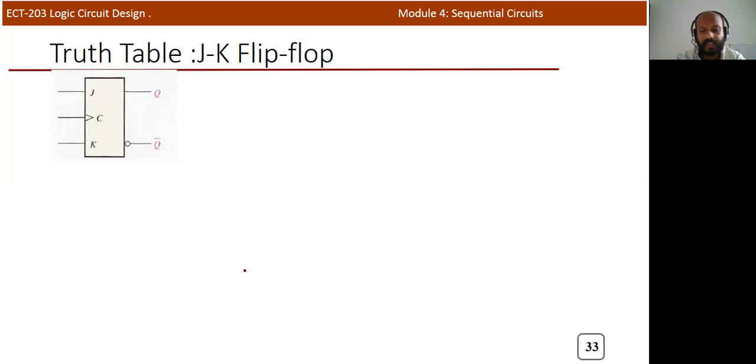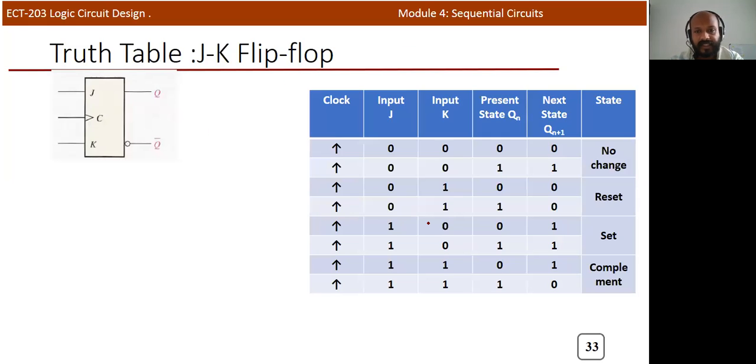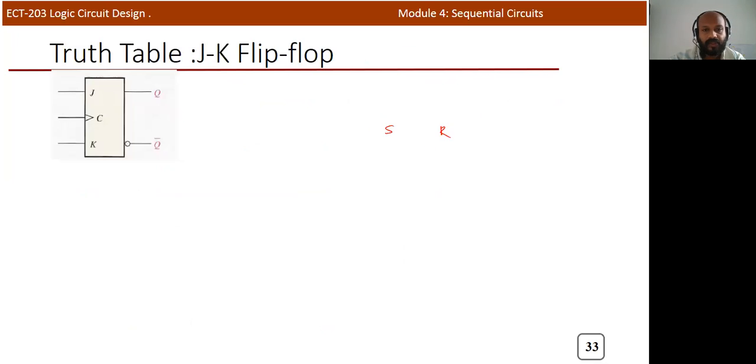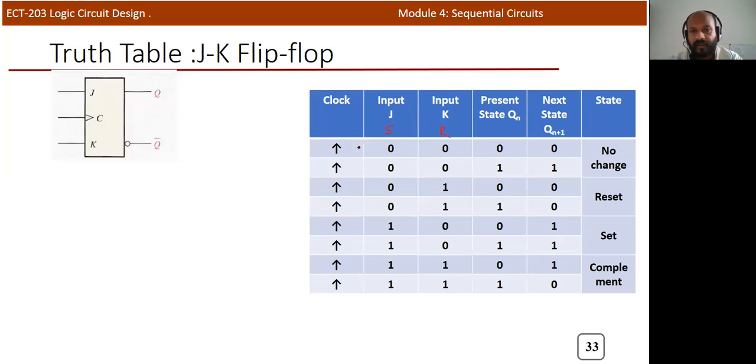Now we can discuss the truth table of JK flip-flop, which is exactly the same as SR flip-flop. JK inputs are like S and R. And one more point, JK flip-flops are named like this in honor of Jack Kilby, who invented the integrated circuits. That's the letters J and K. So instead of S and R, we are using J and K letters. So the truth table is exactly the same as SR flip-flop up to this point.